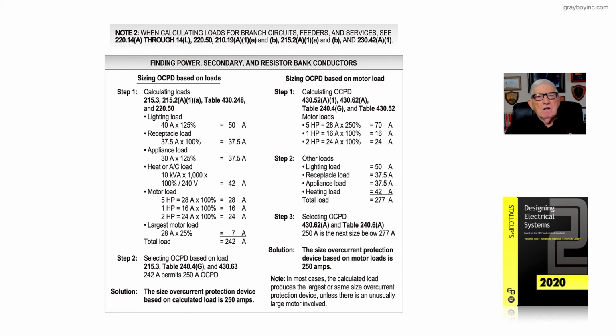The receptacle load's at 100%, 37.5. The appliance load at 30 amps, 100%. The motors are all taken at 100%. But notice the largest motor is still figured in at 25%. So we would take the 24 amp motor value based upon that motor at 6 amps instead of the 28 amps, and we'd come up with 153.5 because it's the neutral loaded largest motor, not the phase-to-phase. And phase-to-phase loads never see neutral loads.